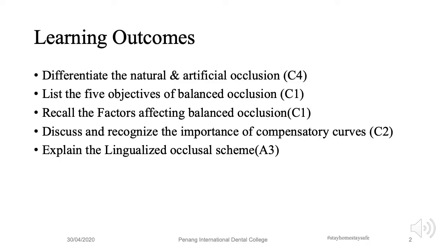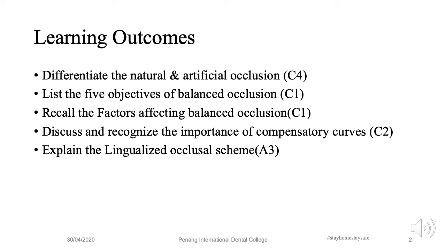In this lecture, we will learn what the difference is between natural and artificial occlusion. List the 5 objectives of balanced occlusion, so you would know what Hanau's quint and the factors of balanced occlusion are. Recall the factors affecting balanced occlusion. Discuss and recognize the importance of compensatory curves.